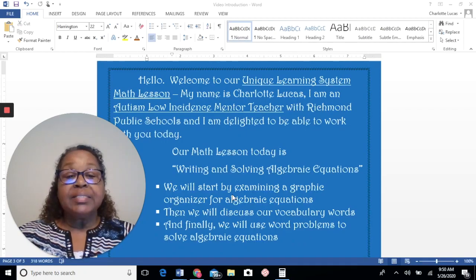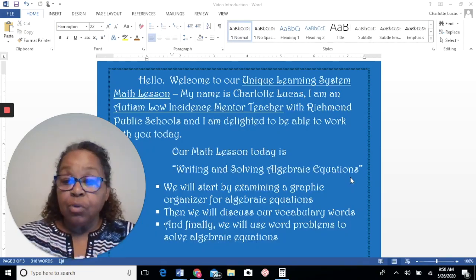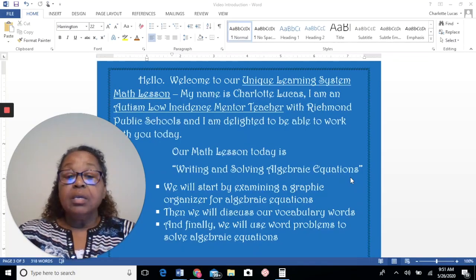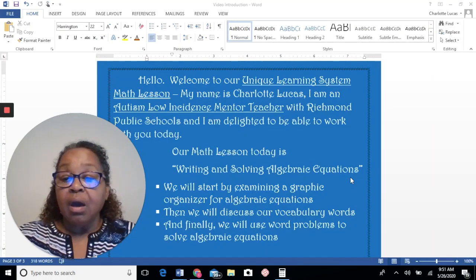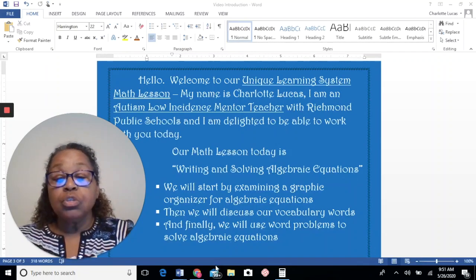We will start by examining a graphic organizer for algebraic equations. Then we will discuss our vocabulary words. And finally, we will use word problems to solve algebraic equations. We have a lot to do, so let's get started.